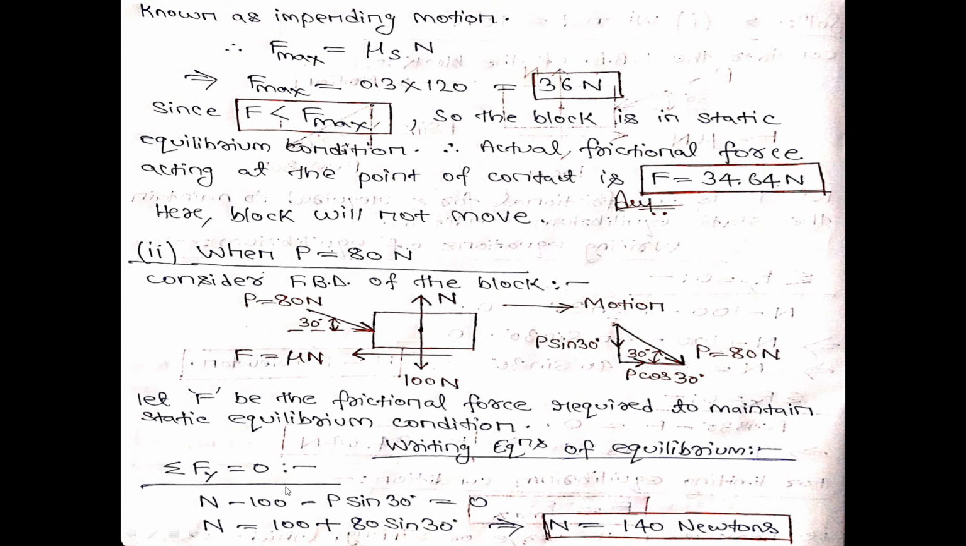So I can write that plus N minus 100 minus P sin 30 is equal to 0. See, plus N minus 100 minus P sin 30 equal to 0. In this case, P is 80 Newton. You will get the value of normal reaction N as 140 Newton.